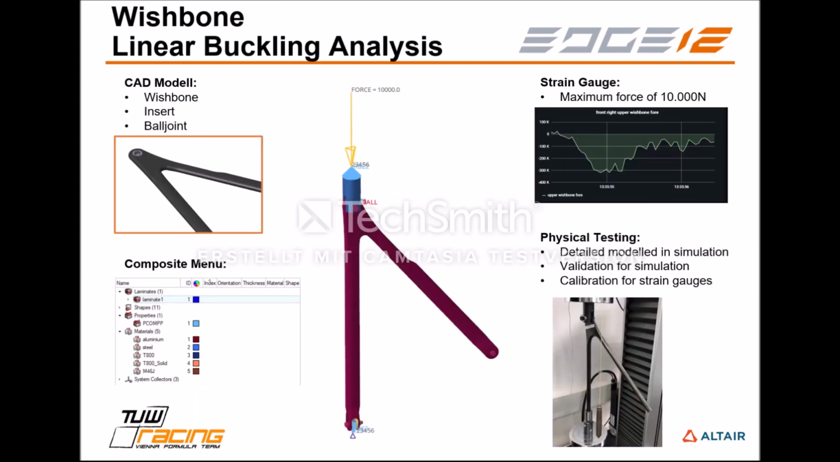Looking at our final model, we tried to model the physical testing as precisely as possible. Regarding the wishbone itself, such a great level of detail meant to model the carbon fiber structure of the wishbone, the inserts, and even the ball joint very precisely. In the composite menu you can see all the different materials we have used for the simulation, and I've been talking about the physical testing. That testing was used to, on the one hand, validate our simulation, and on the other hand to calibrate the strain gauges, which are mounted on our final wishbones.